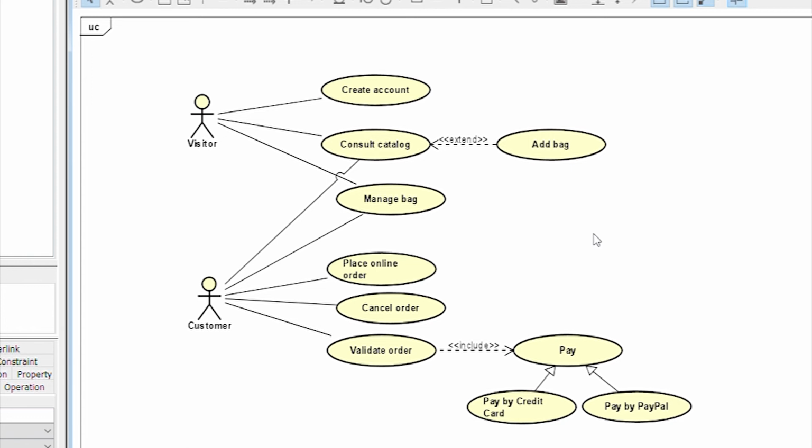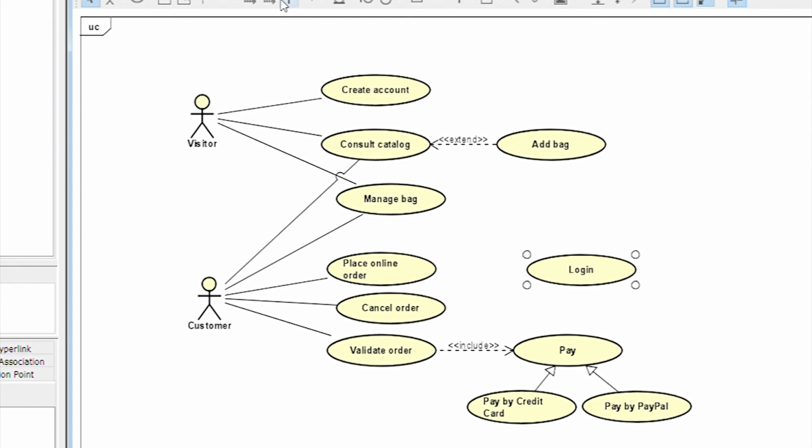What, we forgot the login use case. In the exercise it said that the customer should log in to the system, and of course he cannot place an order, cancel it or validate it if he's not logged in. So we will add here the use case to log in. Of course the type of the relationship is an include, because it's an obligation. We cannot place an order, validate it or cancel it if we do not log in to the website.